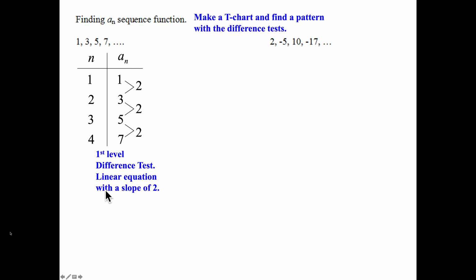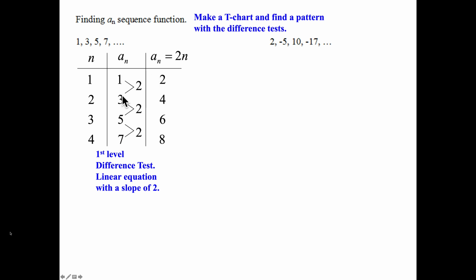This is a linear equation with a slope of 2. So my a sub n has to have a 2n in it. Well, if I go, okay, 1 times 2 is 2, 2 times 2 is 4, 3 times 2 is 6, 4 times 2 is 8, what do I need to do to this 2 to get to a 1?